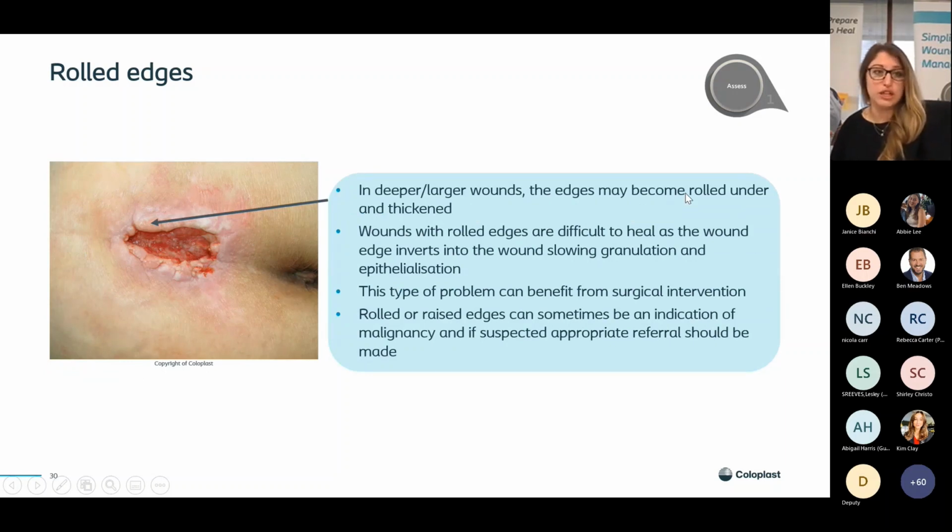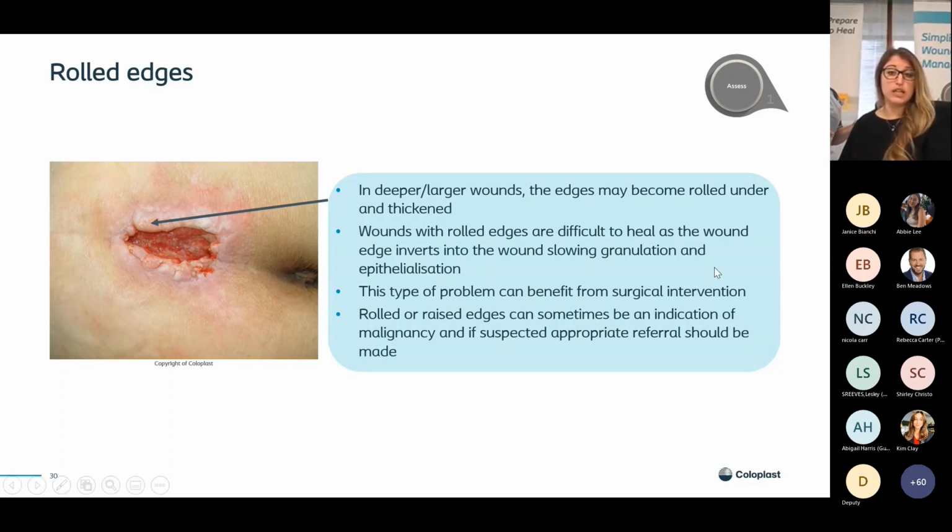And then we have rolled edges. So rolled edges you tend to get in deeper and larger wounds, and the edges become thicker and they roll. They're very difficult to heal, and quite often these patients may need a surgical intervention to remove that rolled edge, to give us a chance to get this patient to move towards wound healing, to allow the epithelialization to occur at the edge of the wound and to migrate across there.